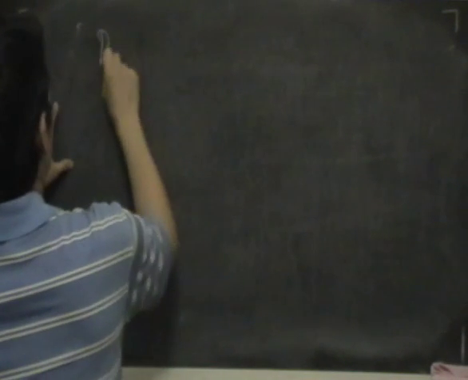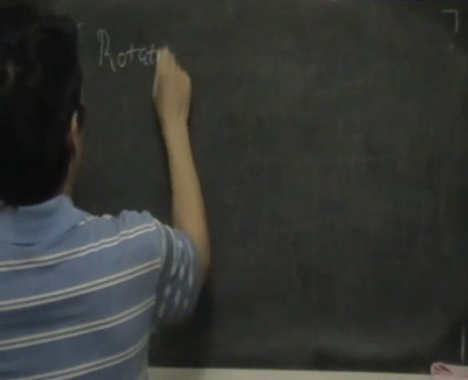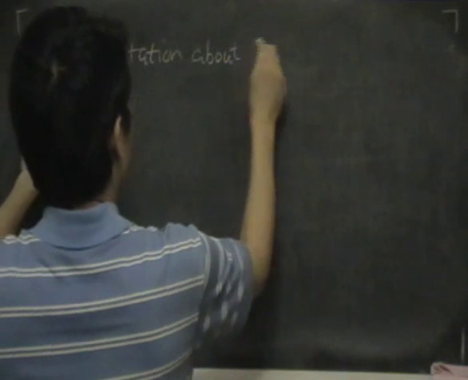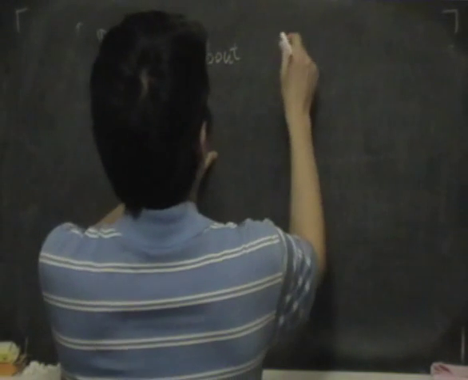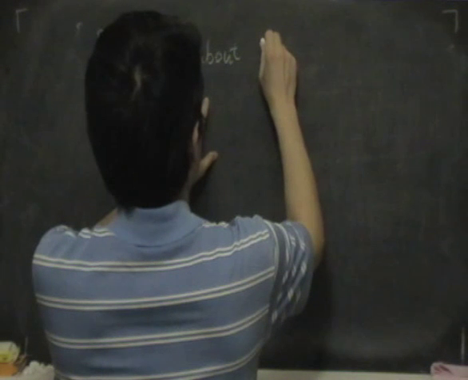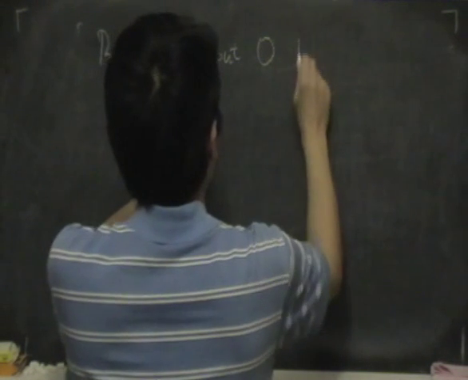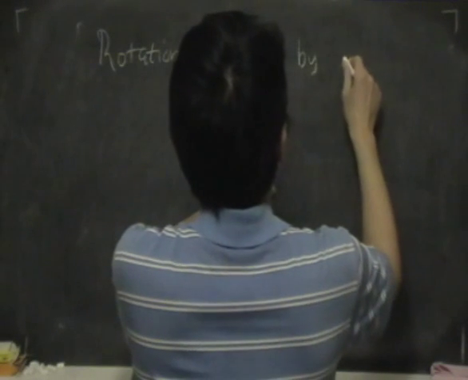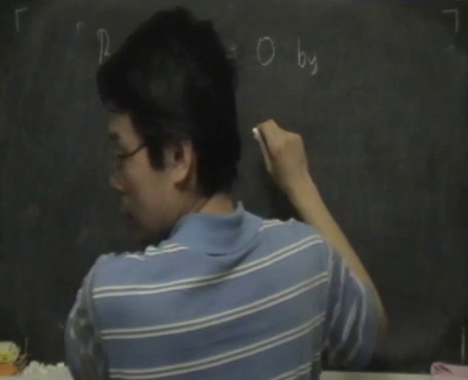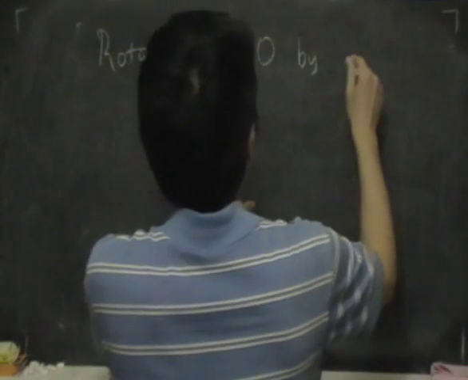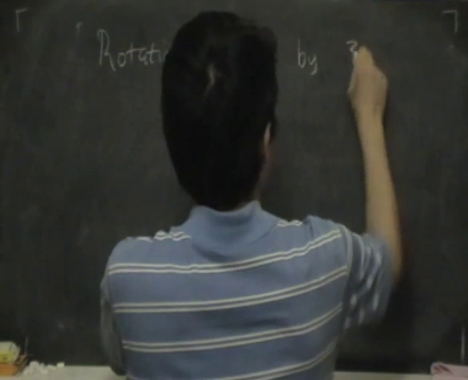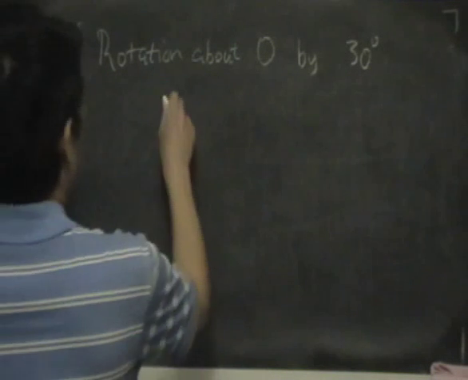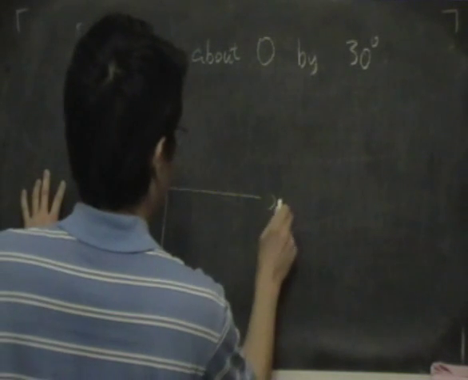Now let's do rotation about the origin by, let's say, I'll just put in some number, by 30 degrees. Okay, x and y.